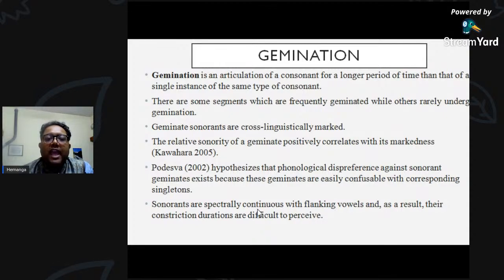So now the question arises why I am giving this theoretical description before each process in Assamese. Whenever you look at the data of a particular language, it is your responsibility to see what is happening cross-linguistically, because we speak human languages. Assamese is a distinctive language of its own, that we accept. But being a human language, it has some universal features which are there in other related languages belonging to the same language family. Like gemination of sonorants is cross-linguistically marked, but geminate stops are not cross-linguistically marked. Geminate stops are unmarked segments. So Assamese also follows this pattern.